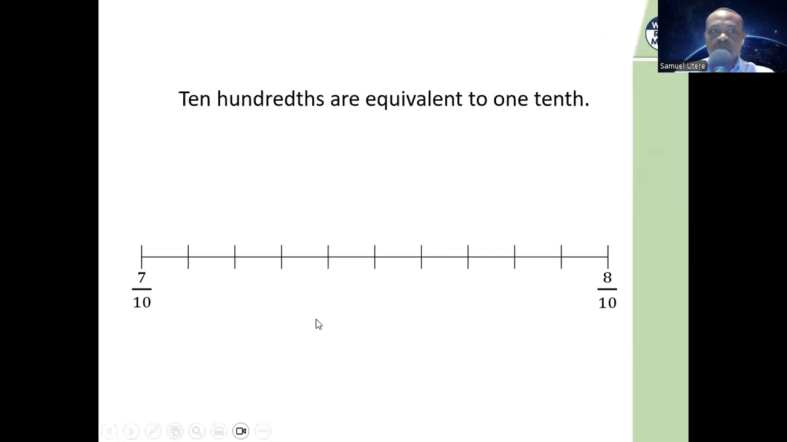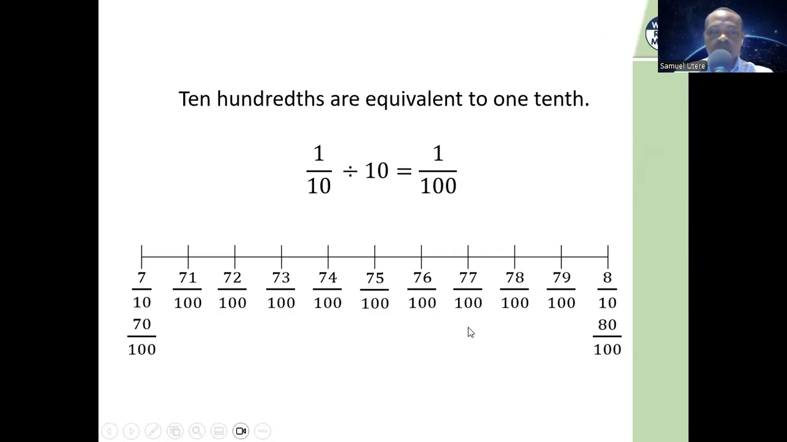So we can use that knowledge to start to fill in the values. So 7 tenths is 70 hundredths and 8 tenths is 80 hundredths. So we can place these values there because we know the next one will be 71 hundredths, 72 hundredths, and so on and so forth until you get to 79 hundredths.